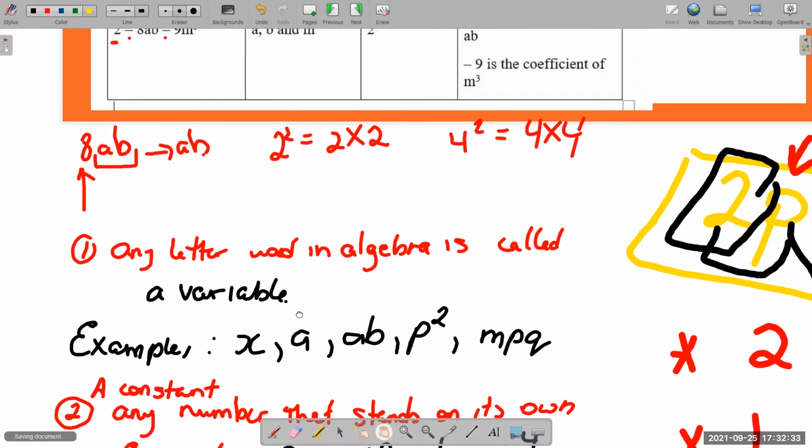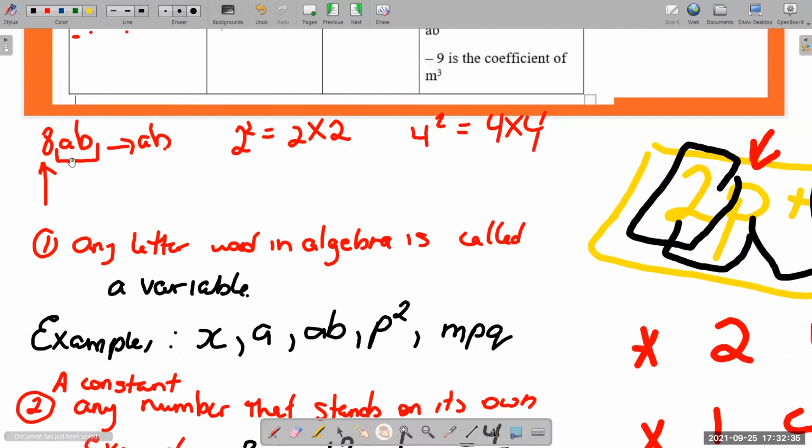All right, so as I was saying, here we have the algebraic term 8AB. And we know AB is actually called the variable. In this example, you realize this is a double letter variable. So sometimes you can have a single letter variable or double letter variable or triple letter variable. All of them are different.